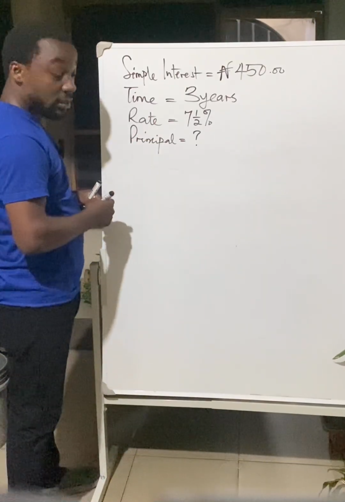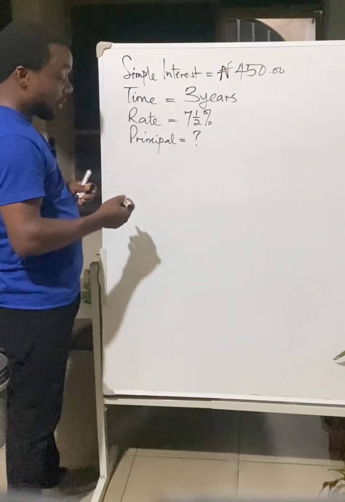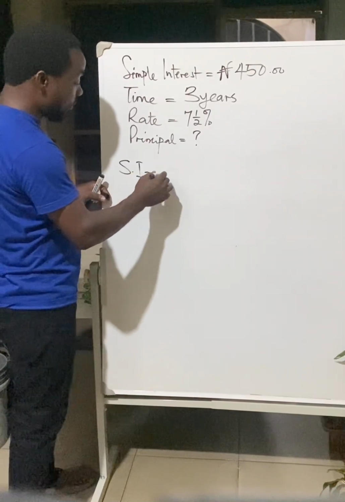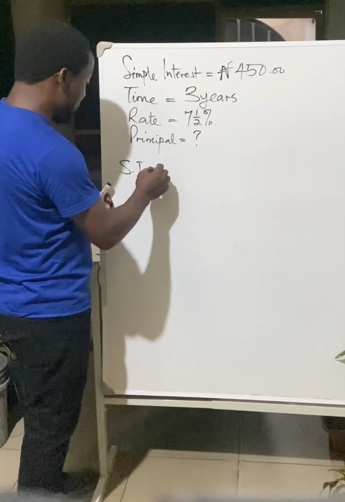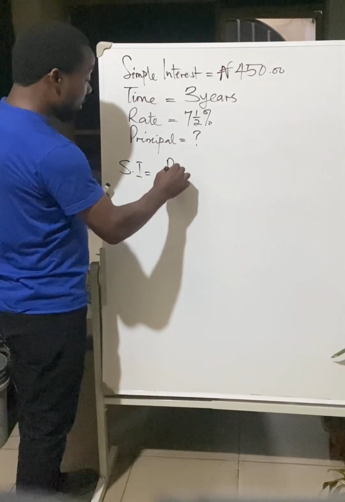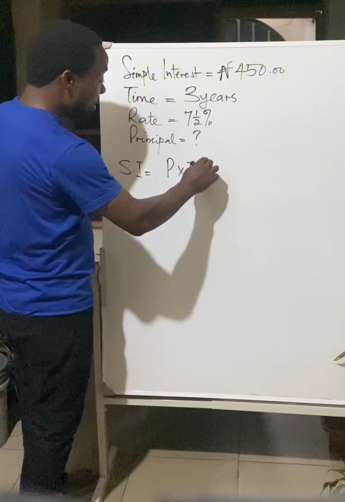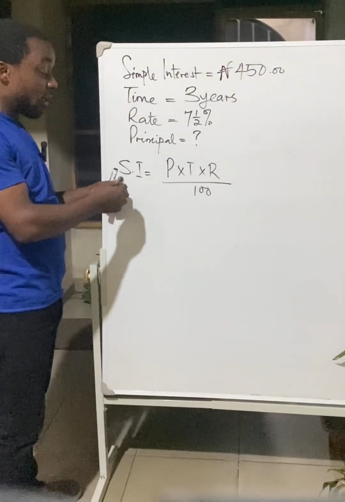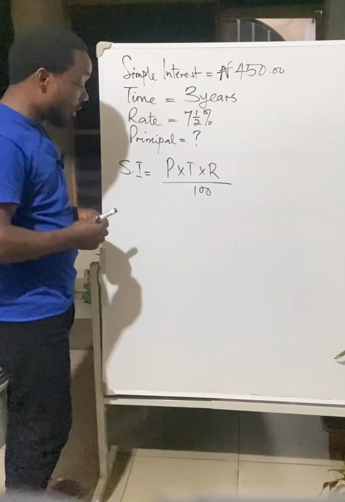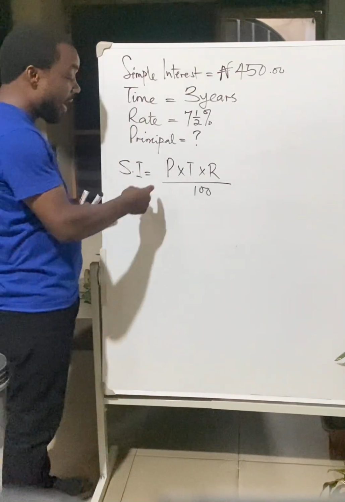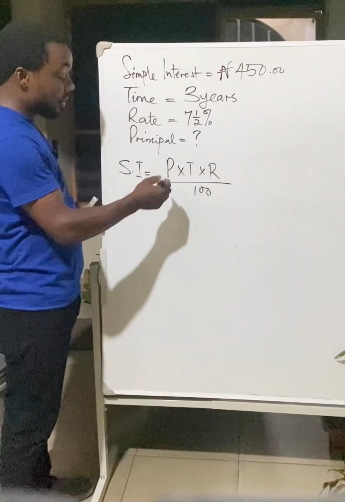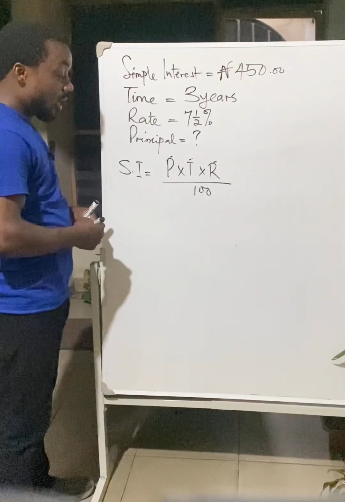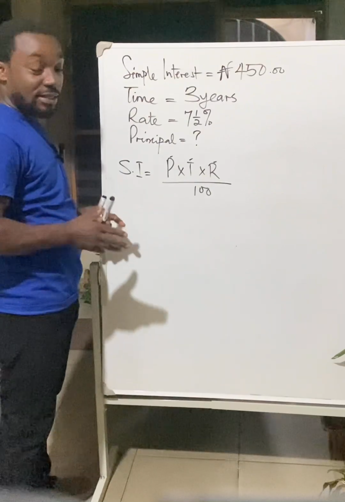First, before we tackle this question, we have to look at our simple interest formula. The simple interest formula is simply put as principal times time times rate all over 100. This formula is for simple interest. But if we are finding any of these other three, that's either the principal, the time, or the rate, I tell my children the formula is simple.